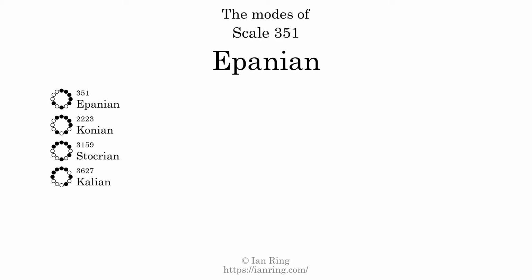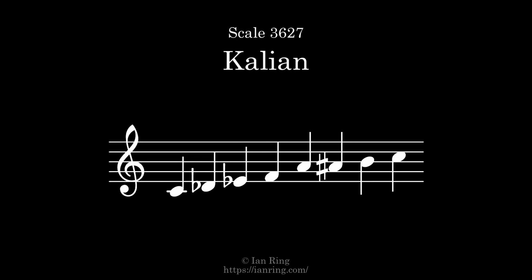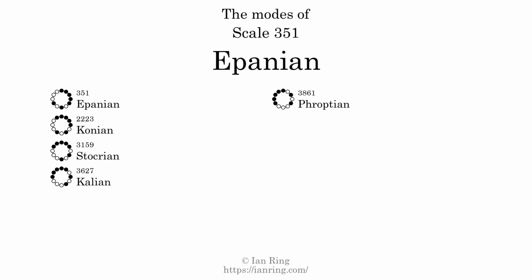The fourth mode is scale 3627, also known as Kaelian. It sounds like this. The fifth mode is scale 3861, also known as Frobtion. It sounds like this.